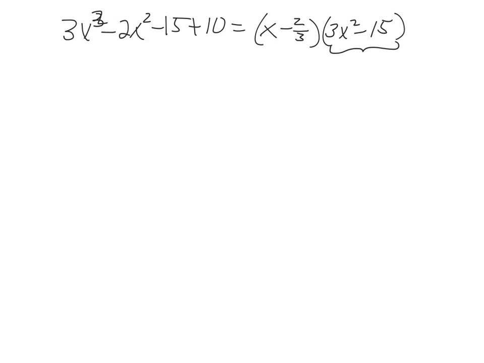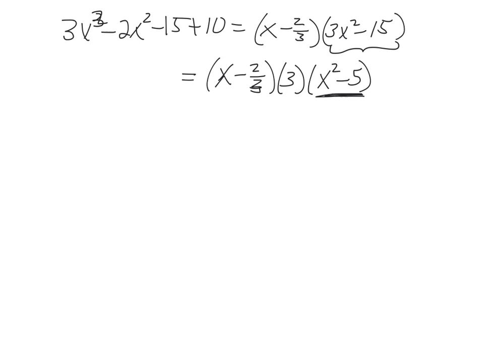Well, the first thing anytime you're factoring is you look for a greatest common factor, and we see that 3 goes into both of these terms. So we're going to factor the 3 out first. So we have x minus 2/3, that stays the same, that's 3. And then we'll factor the 3 out of the next term, and we'll be left with x squared minus 5. Now this x squared minus 5, it may not be obvious what that factors to, and so let's try the quadratic formula.